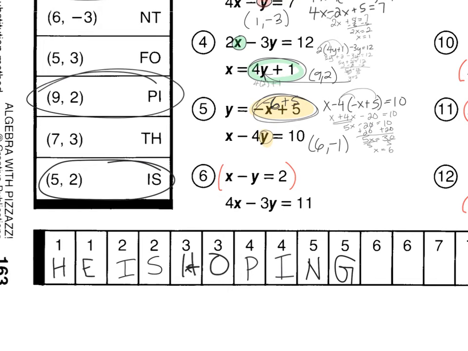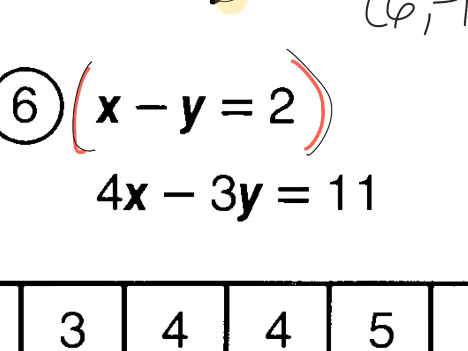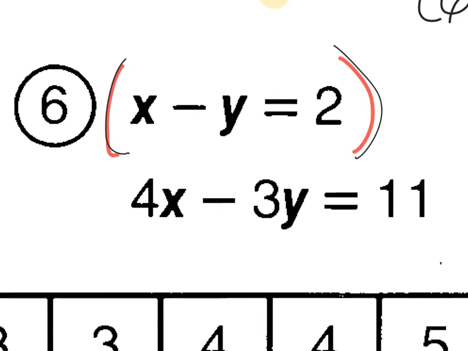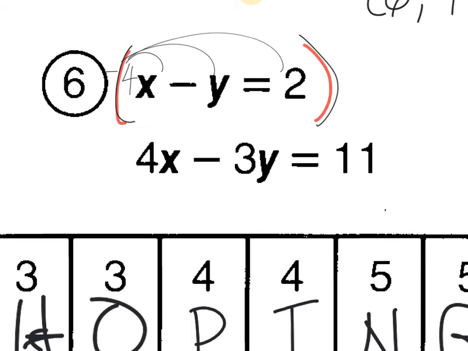Okay. Now, the reason I have parentheses around this is because now we're going to use elimination. We need opposites. And I know this because everything is lined up. The x's, the y's, and the equal signs are all lined up. So I'm going to multiply the top one by negative 4. So when I distribute a negative 4 to everything, I'm going to get negative 4x plus 4y equals negative 8.